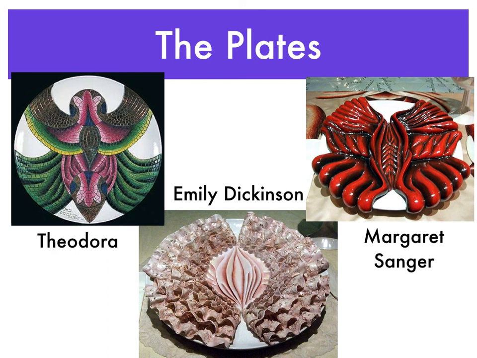Now here, I have 3 different examples of the plates. As the plates start out, they're pretty flat, but as you go more and more through time, they start to rise up from the table. In fact, you can see the Margaret Sanger piece. It actually looks like she's trying to push herself out of her time period. And this is just 3 examples I'm giving you here.